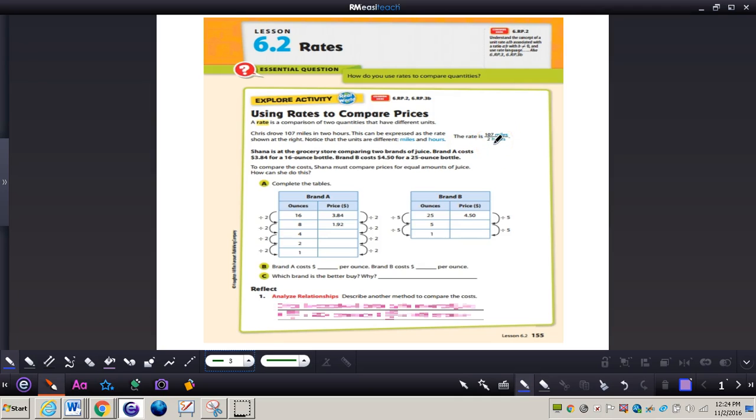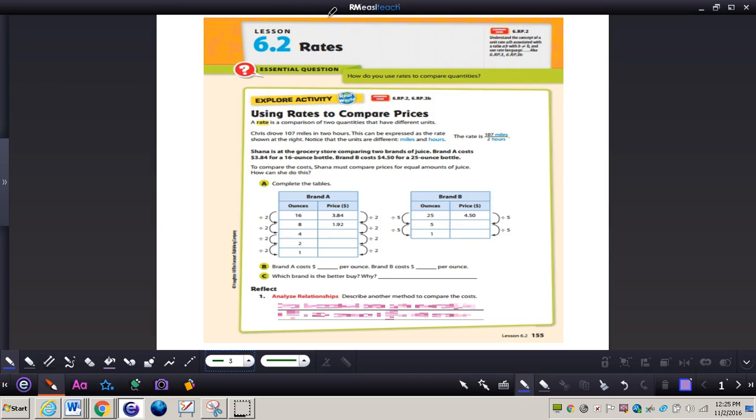So also it says at the bottom, Shauna is at the grocery store comparing two brands of juice. Brand A costs $3.84 for a 16-ounce bottle. Brand B costs $4.50 for a 25-ounce bottle. So we can see the money here and then ounces. Those are the two different units that are being compared. All right, so what we want to get to is how much money it is for equal amounts of juice. However, right now you can see brand A 16 ounces at $3.84, brand B 25 ounces at $4.50.